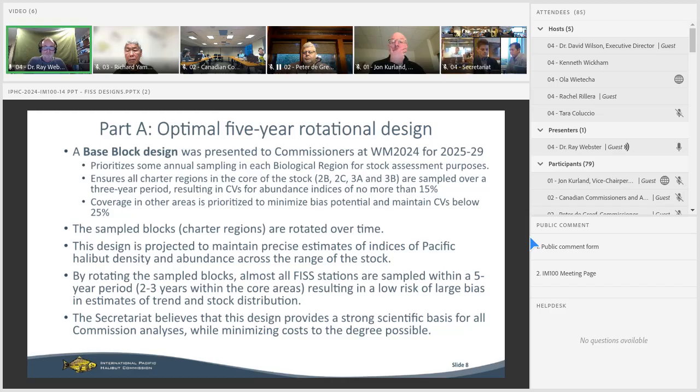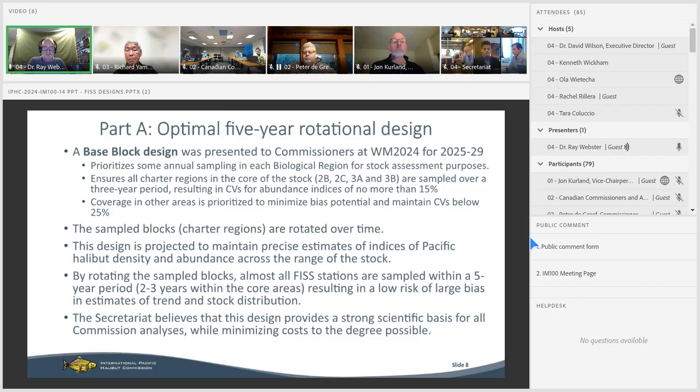areas that prioritize to minimize the potential for bias and to maintain CVs below 25%. The sample blocks would be rotated over time, and this design is projected to maintain precise estimates of indices of Pacific halibut density and abundance across the range of the stock. By rotating the sample blocks, which in the core of the stock take the form of our IPHC FIS charter regions, almost all FIS stations are sampled within a 5-year period, 2 to 3 years within the core, resulting in a low risk of large bias in estimates of trend and stock distribution.